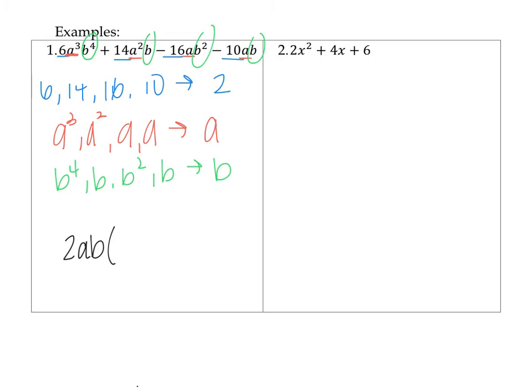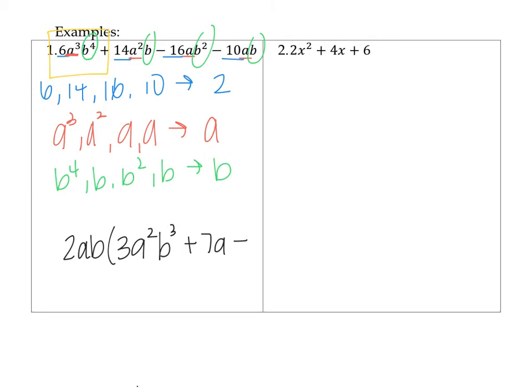So now we need to divide each term. This is kind of related back to our long division. When we look at this first term here, we've got that 6a cubed b to the 4th. Well, we just divide it by 2ab. So 6 divided by 2 gets us the 3. A cubed divided by a gets us a squared. And b to the 4th divided by b gets us b cubed. So that's the first term, and we do the same thing with the next. So 14 divided by 2 is 7. A squared divided by a is a. B divided by b is just 1, so there's nothing else to write there.